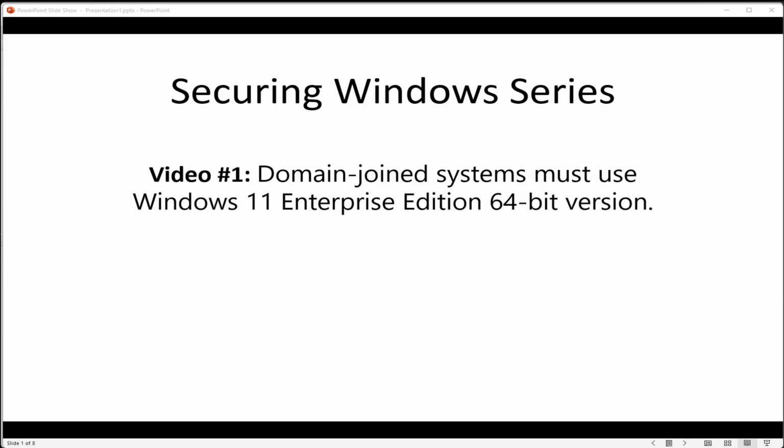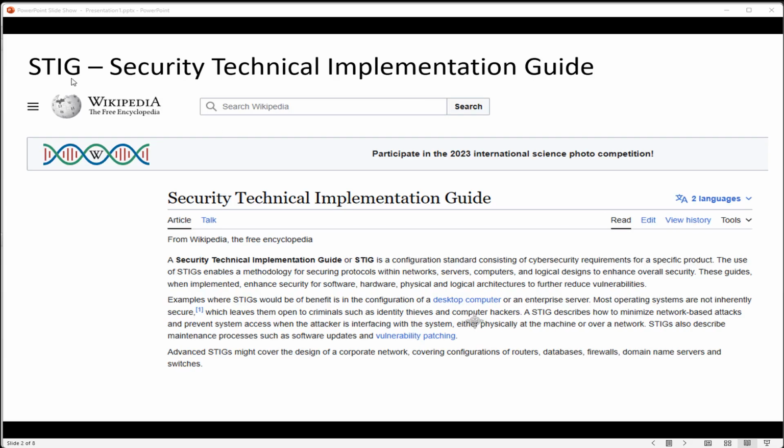So let's go with a bit of background. Where did I get this title, Domain Join Systems, blah blah blah? Well, this is part of a DISA STIG. DISA is the Defense Information System Agency, and they produce a STIG. And a STIG is a Security Technical Implementation Guide. So DISA is the cyber arm of the DoD.